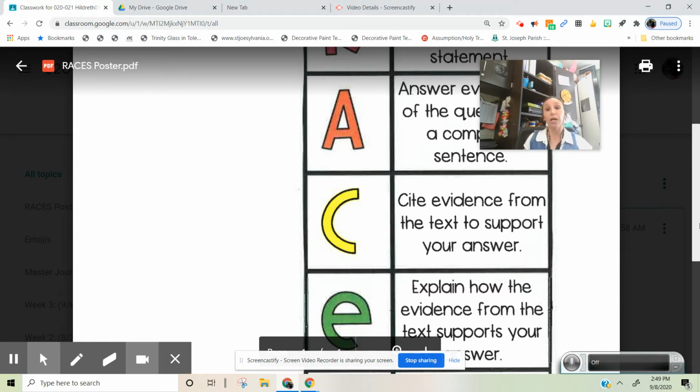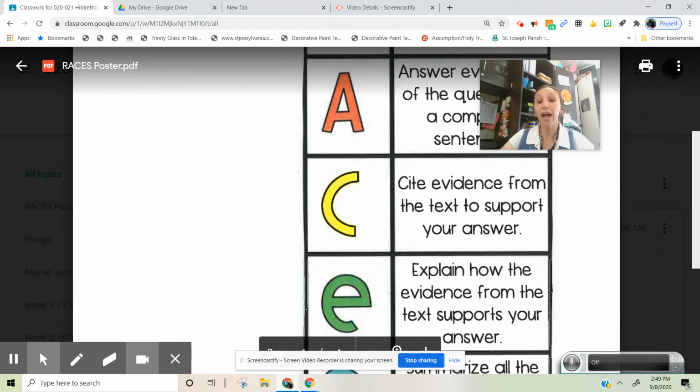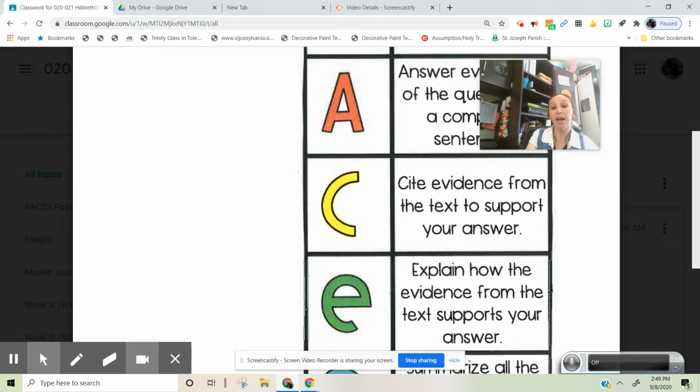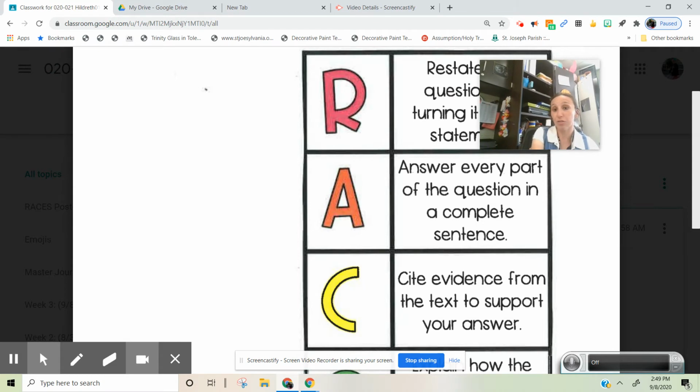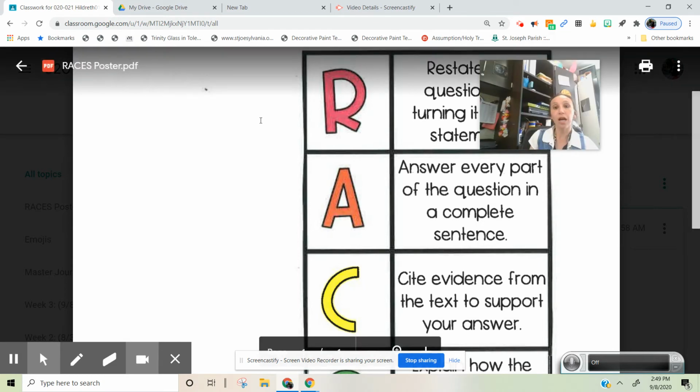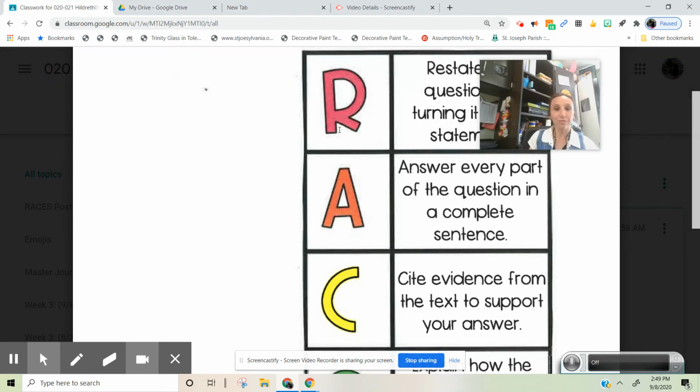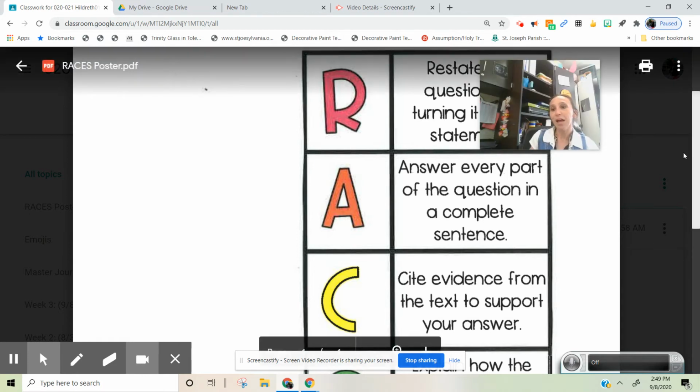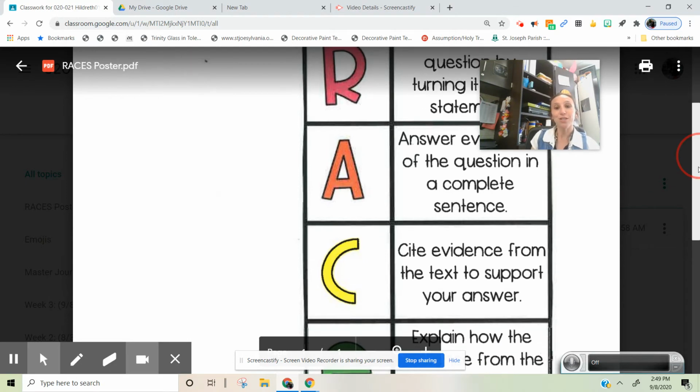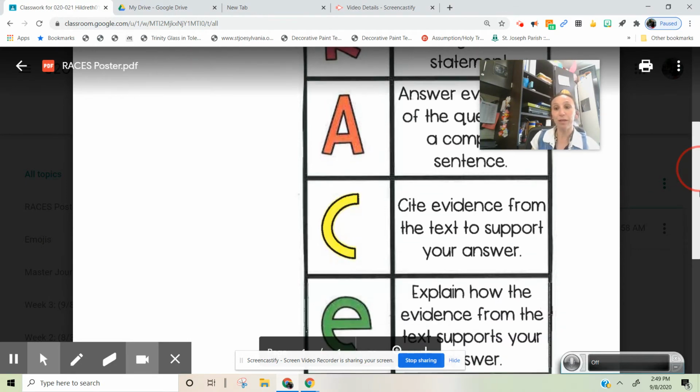Now, to go along with that, you have to explain how that evidence supports your answer, or your R, or your topic sentence, it would be your R. Sorry about that. I've got all these letters of the alphabet running through my head. So the C and the E would be the body of the paragraph.